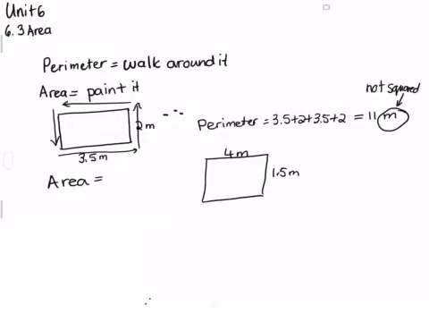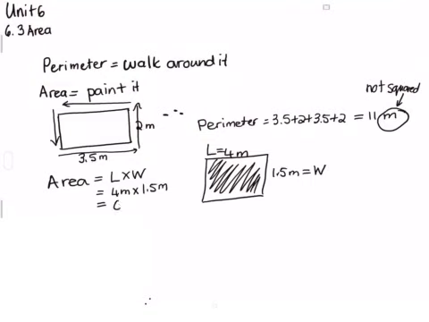the formula. So we're going to say the longest side is called the length, the shortest side is called the width. Area is length times width. So for area, I don't just want to know the outside, I want to know the whole inside. So now I'm going to do 4 meters multiplied by 1.5 meters. 4 times 1.5 is 6, and meters times meters is meters squared. So area is always in squared units.